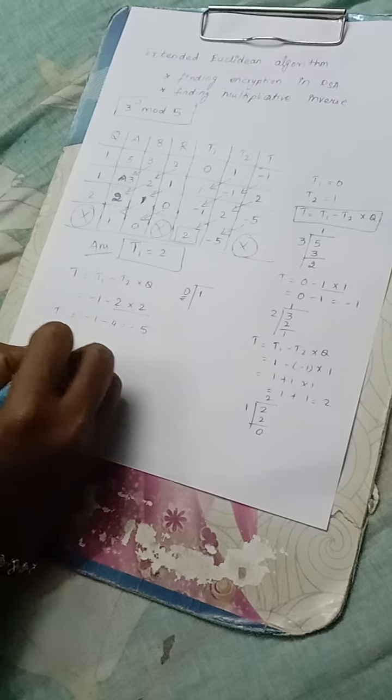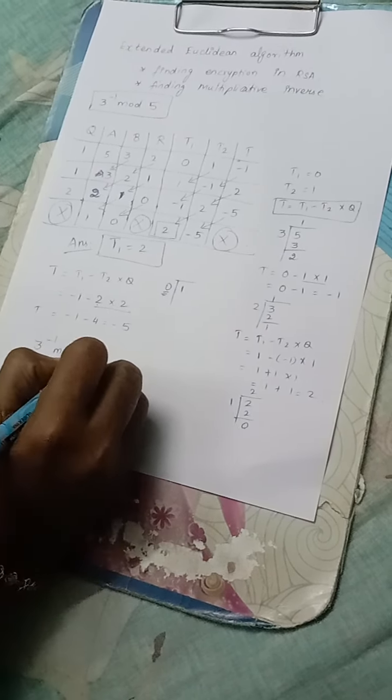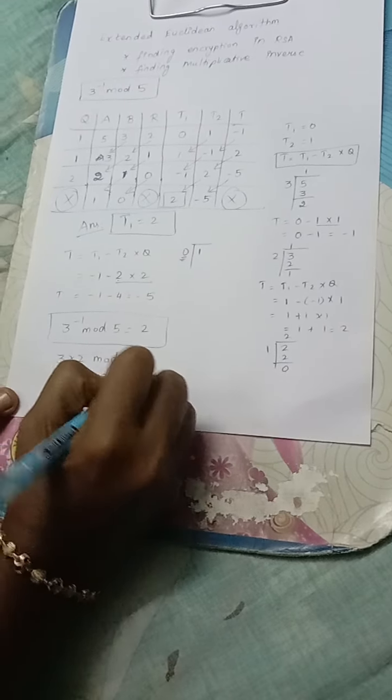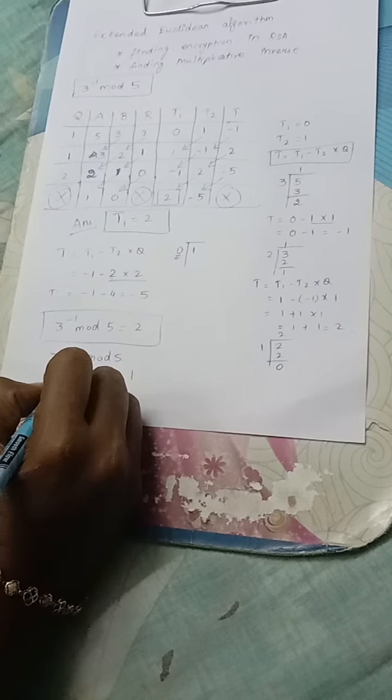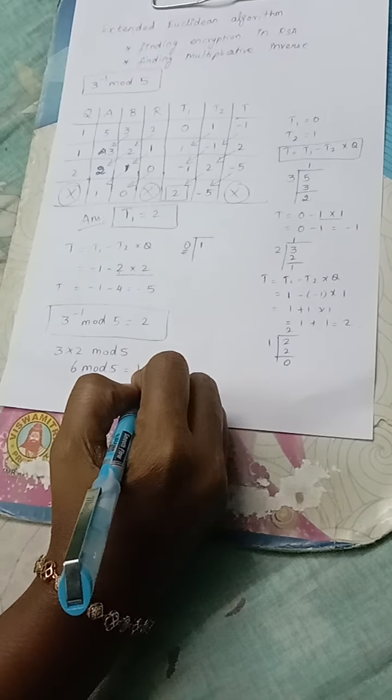This is your answer. So the multiplicative inverse of 3 is nothing but T1, which is 2. You can cross check this by multiplying 3 into 2 mod 5, which is 6 mod 5. You get 1, which means your answer is right.